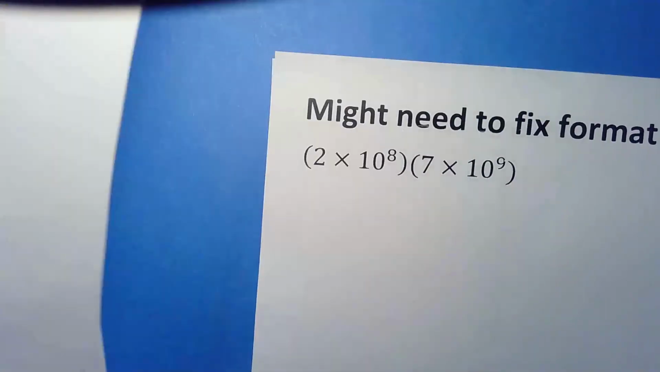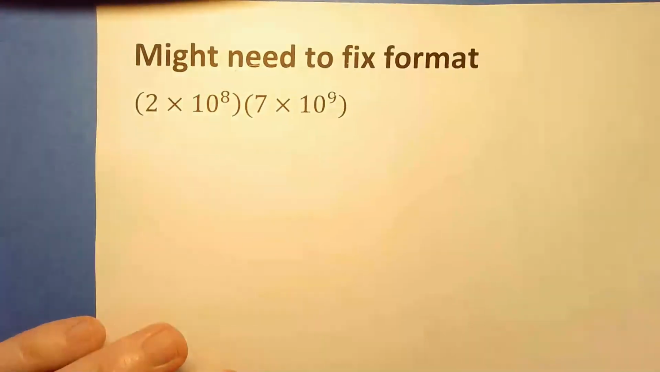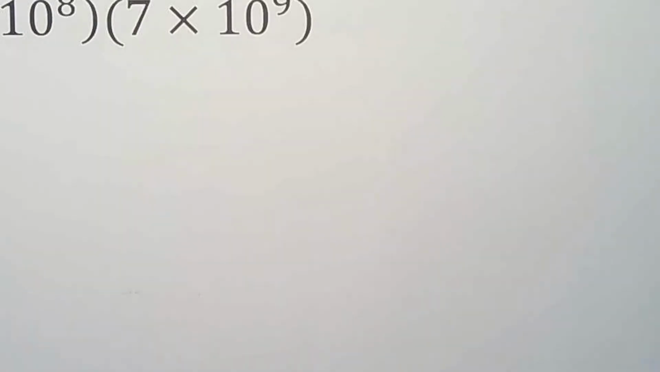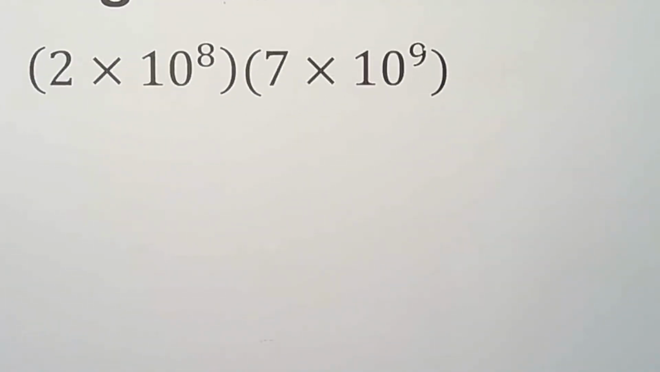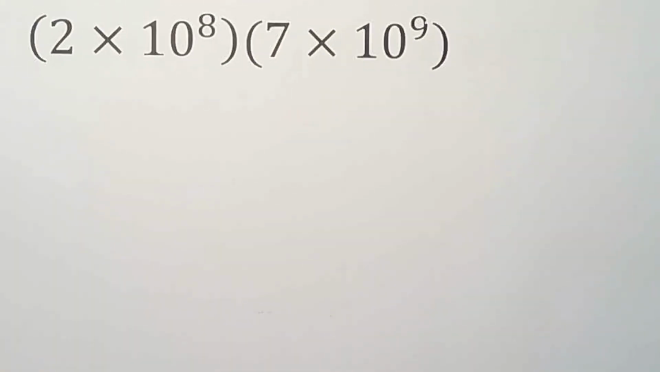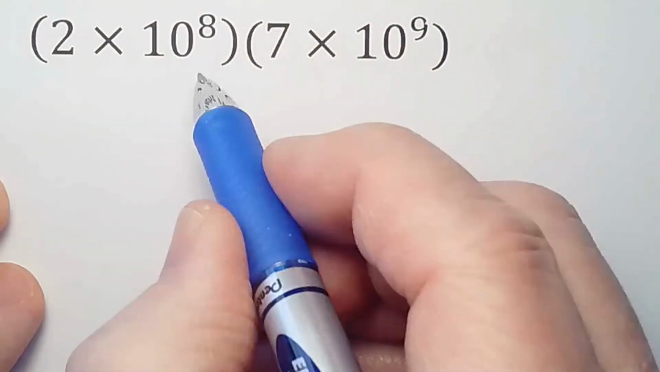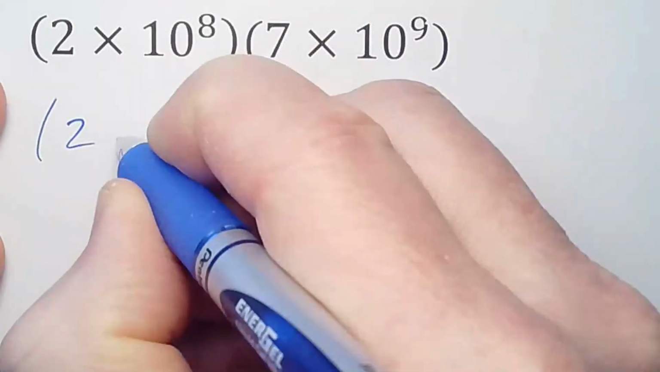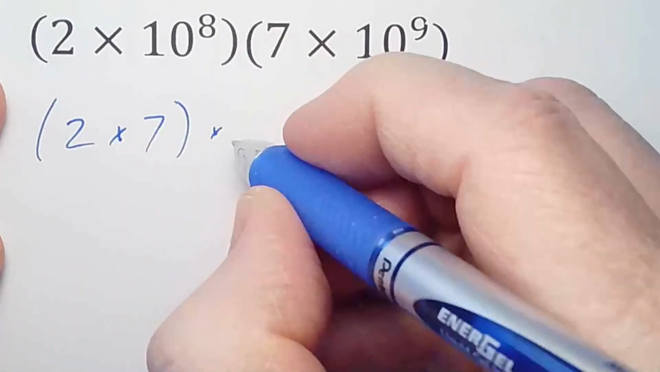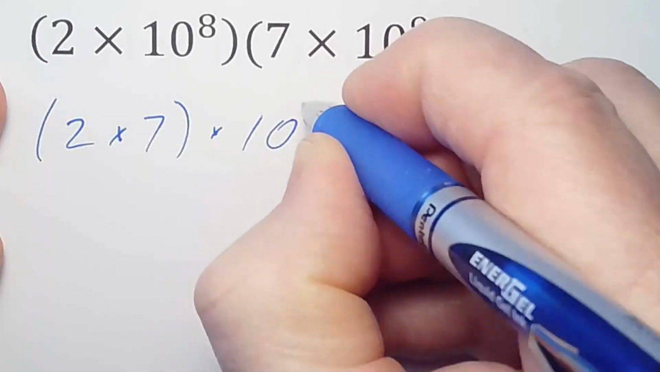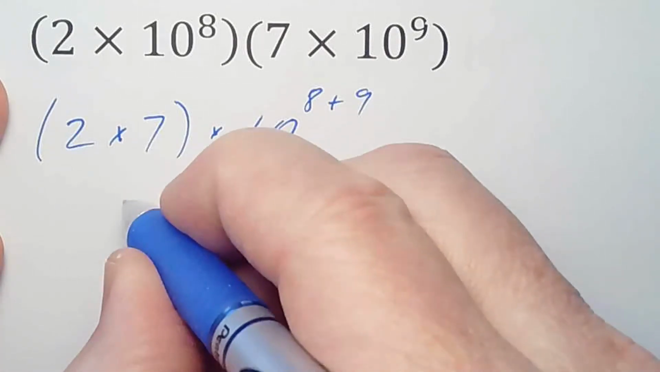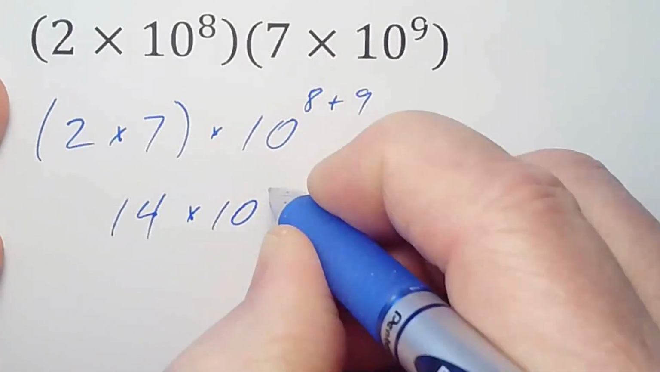All right, so let's now take it to the next step. Something's going to happen on this problem that's going to make it slightly harder than what we did a second ago. I'm going to tell you right off the bat, you might need to fix the format, and we'll see what that means. So I've got 2 times 10 to the 8th, 7 times 10 to the 9th. Just like I did a second ago, I'm going to group my first factor, 2 times 7, times 10 to the 8 plus 9. 2 times 7 is 14, times 10 to the 17th.